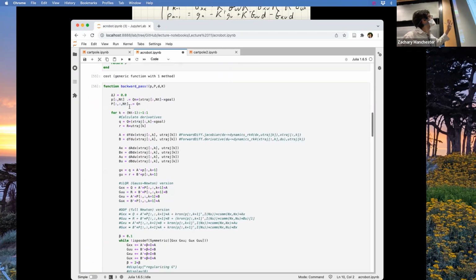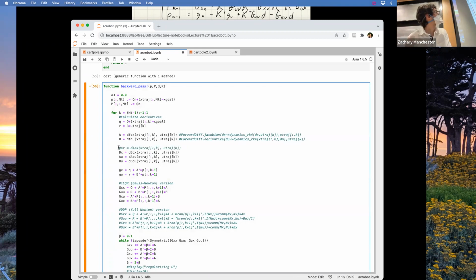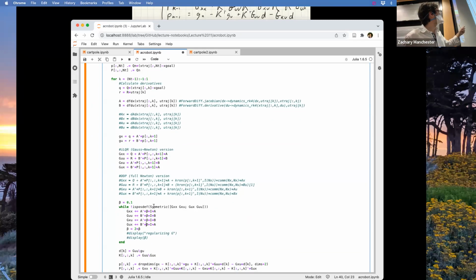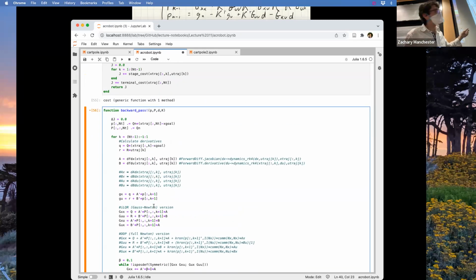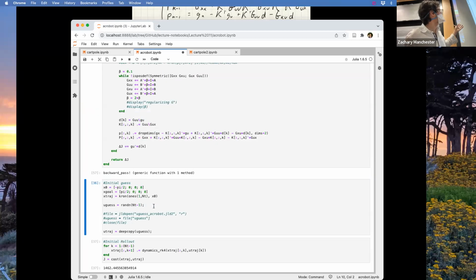I'm going to do the same thing. We're going to do backward pass. I've got both the Gauss-Newton and full Newton. We'll do Gauss-Newton first. That's sort of the baseline. Let's see what happens. So I'm going to comment out those second derivatives and all this stuff. Regularization stuff's in there, which you need in general on the full version.